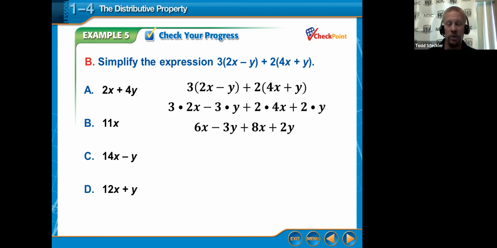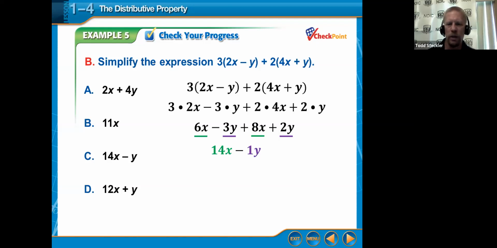Now we're not quite finished yet. We still need to collect like terms. 6x and 8x are like terms. They both contain x. 3y and 2y are like terms. They both contain y. So if we collect those like terms, the two terms that have x underlined in green, 6x plus 8x makes 14x.